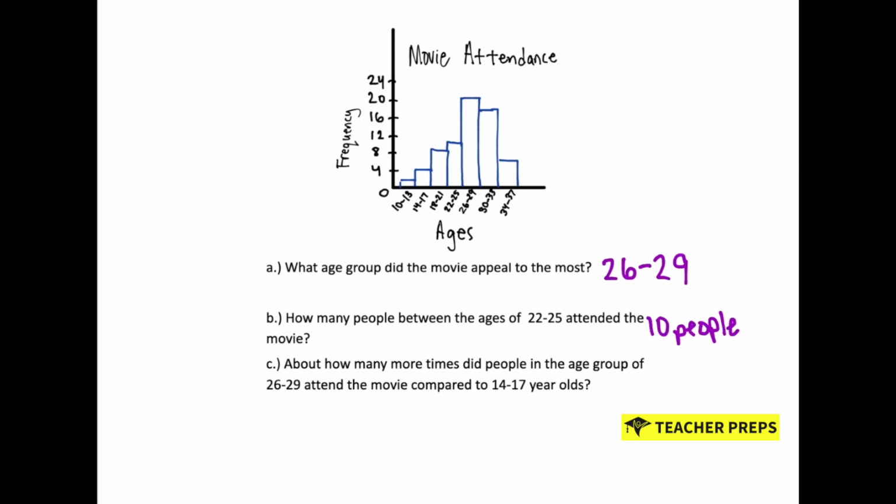The last one says, about how many more times did the people in the age group of 26 to 29 attend the movie compared to the 14 to 17-year-olds? Well, we had 20 people that attended the movie in the 26 to 29 age group, and we had about 4 people in the 14 to 17-year-old age group. So how many times was it? Well, 4 times 5 gets us 20. So the answer is about 5 times.